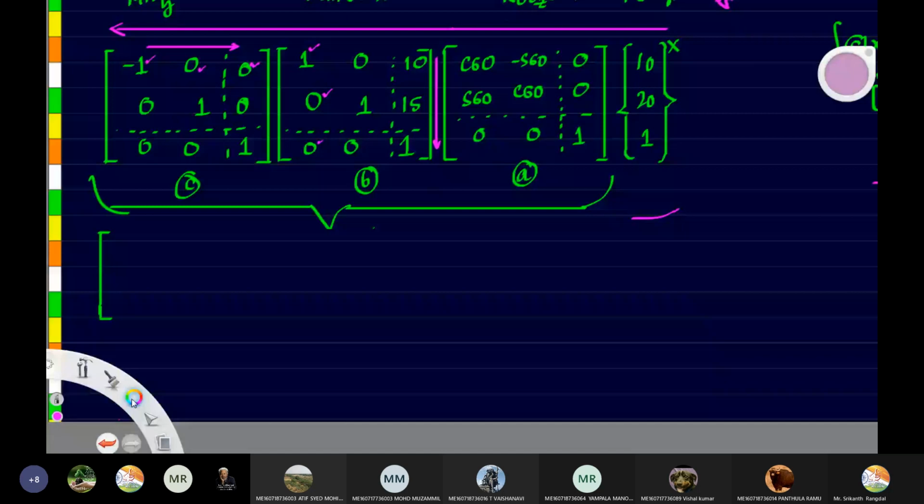Then the next one. Once again we have to take the first row of the first matrix, second column of the second matrix. So minus 1 into 0 is 0, 0 into 1 is 0, 0 into 0 is 0. So here we get 0. Once again, first row of the first matrix, third column of the second matrix. So minus 1 into 10 is minus 10, and the remaining two are zeros. So the result is minus 10.